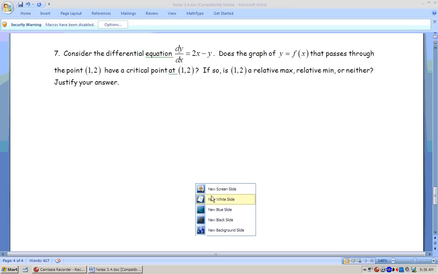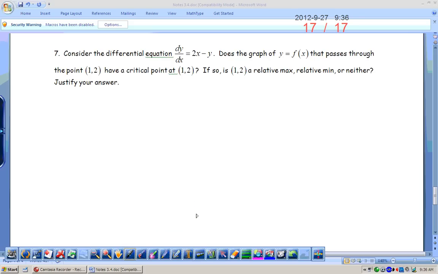All right, this last problem. This was an actual problem from an AP exam. Consider the differential equation. We haven't had that vocabulary word yet, but a differential equation is just an equation that is a derivative. So the fact that they're giving me dy/dx equals 2x minus y means that it's a differential equation. It's an equation that represents the derivative of some function.